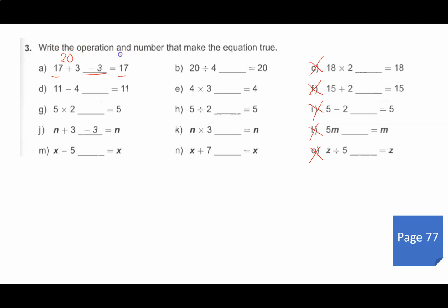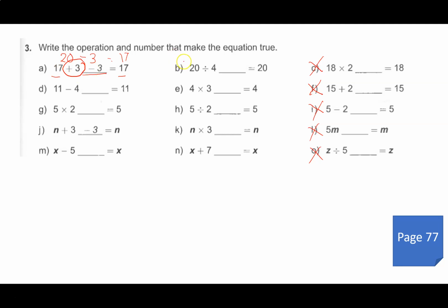What do we need to do to get back to 17? That's right, we must subtract 3. Notice this is the inverse of adding 3. We must do the opposite if we would like to get back to the same number.